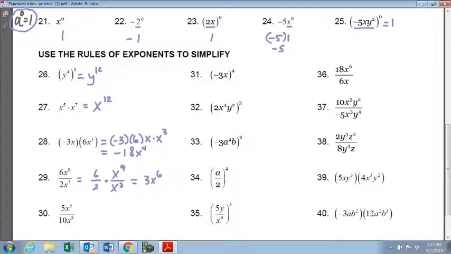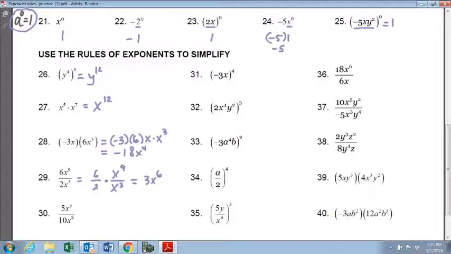So be careful when you do these. When you're simplifying the 6 over 2, you're not using any rules of exponents. You're just simplifying a fraction. But when you deal with the x's, now you're using a rule of exponents. So be careful that you don't get those things confused.